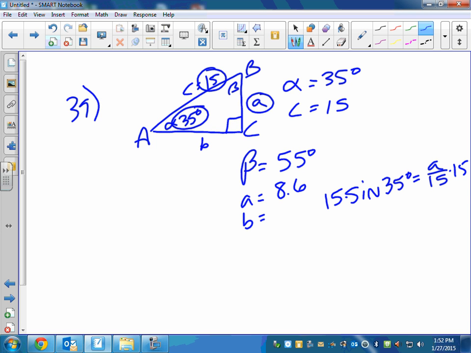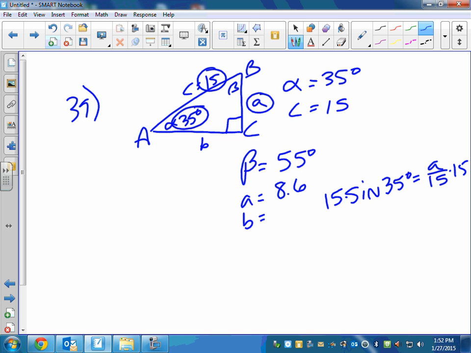Technically speaking, now that I know side A, could I do Pythagorean theorem to find side B? I could, but I think setting up trig is easier and less work, because could I do the same thing that I did for A, only now use B and this side? So instead of using sine, what trig function would I use? Oh, you could use opposite over adjacent. I tend to stick with the ones that they give me in case I made a mistake. You see what I'm saying?